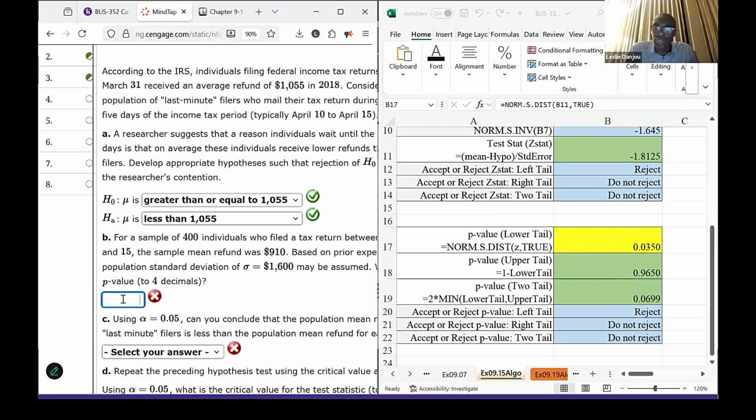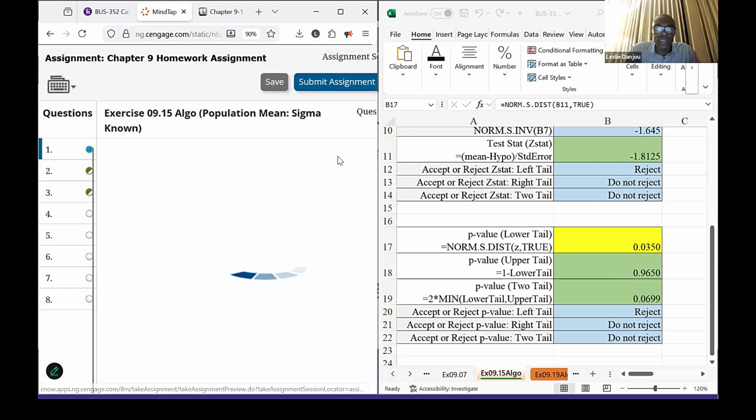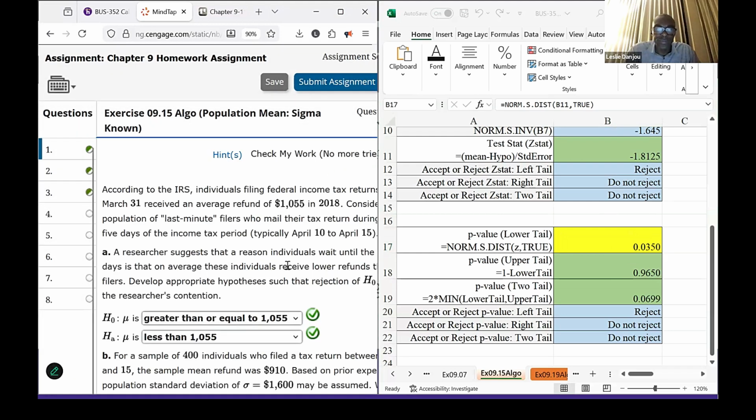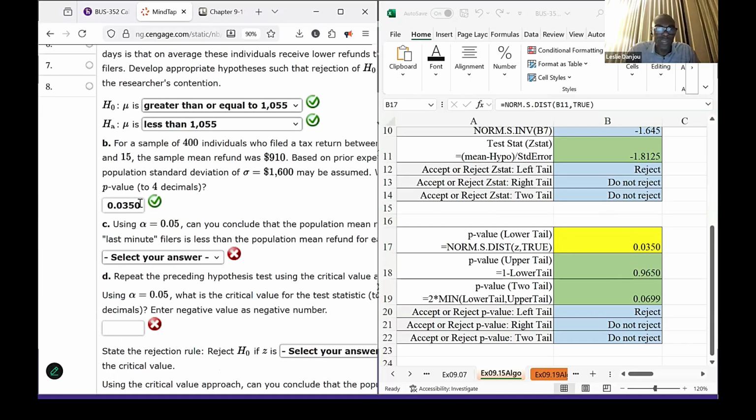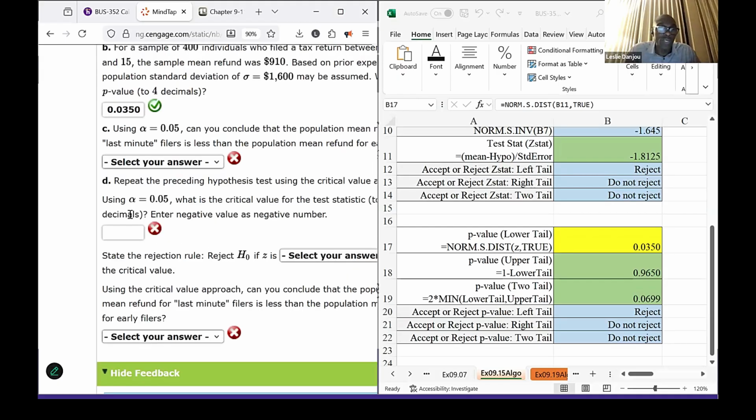So let me put in this number at 4 decimal places, 50. I'm going to check my work. Let's see if we are right. Outstanding. Once again, if it was a right tail test, you would use this p-value right here. If it was a two tail test, you would use this p-value right here. You can do the work and get this drop down answer correct. But I want to get to this part right here.